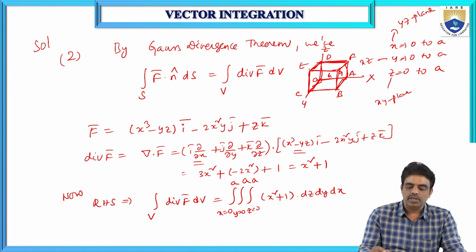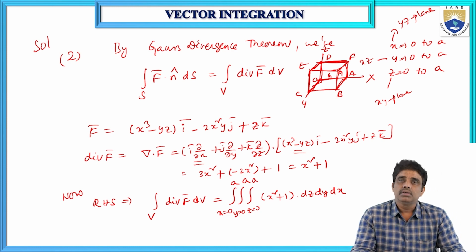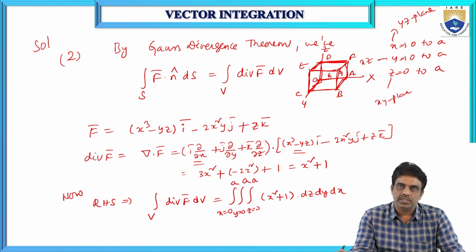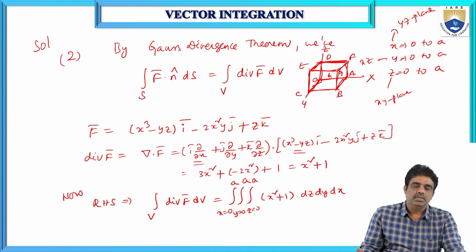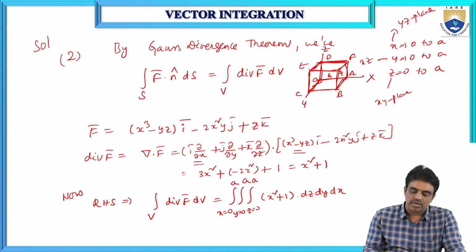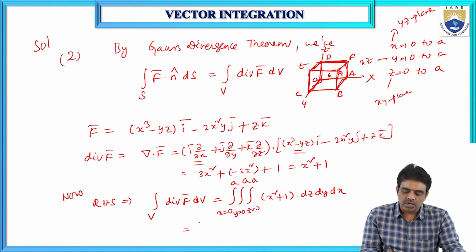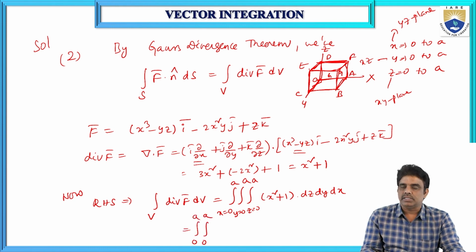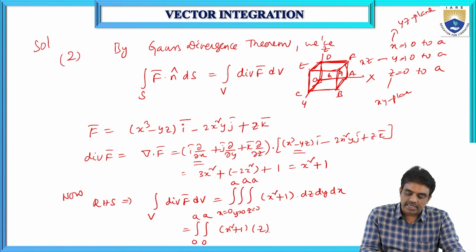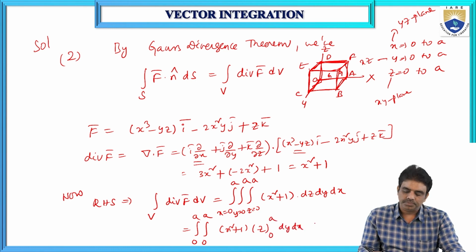So x goes from 0 to a, because it is a cube, all values must vary over the same limits: 0 to a, 0 to a, 0 to a, because length, breadth and height are all equal. Now integrating with respect to z first, no problem, because all the limits are constant. x square plus 1 is constant, and z varies from 0 to a, then dy dx.